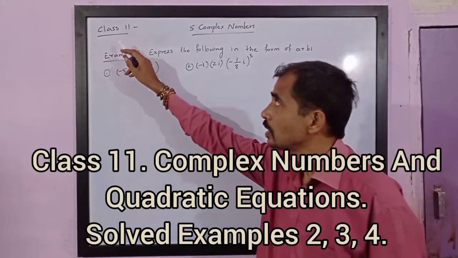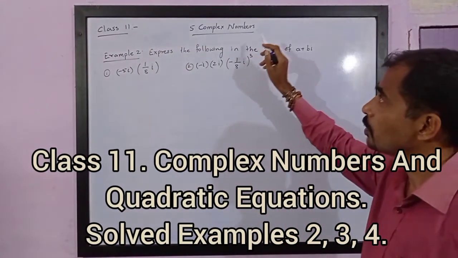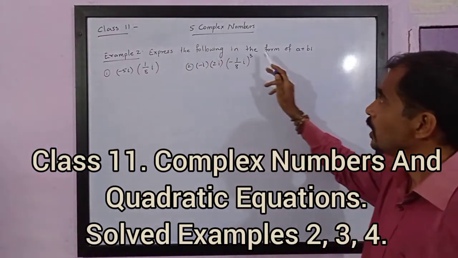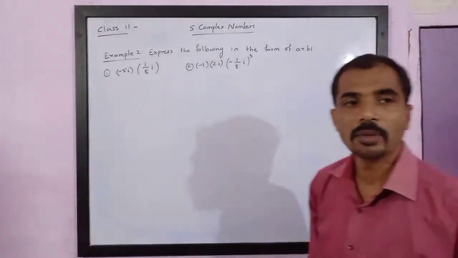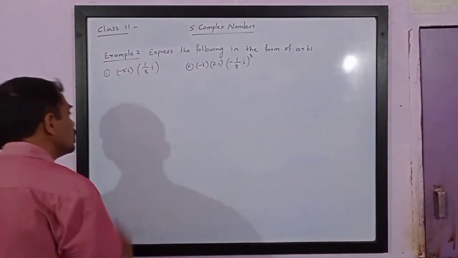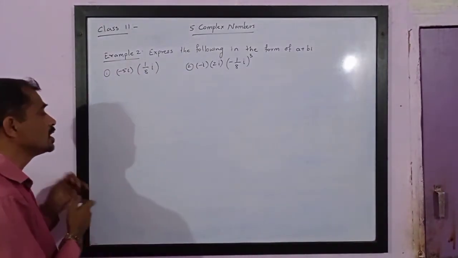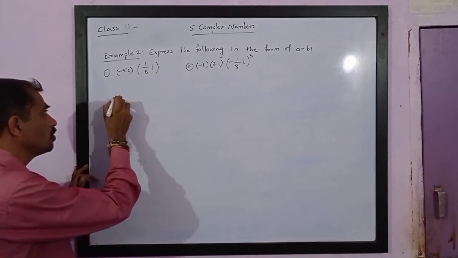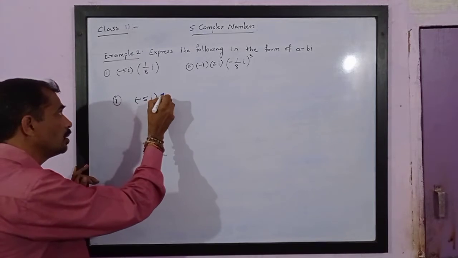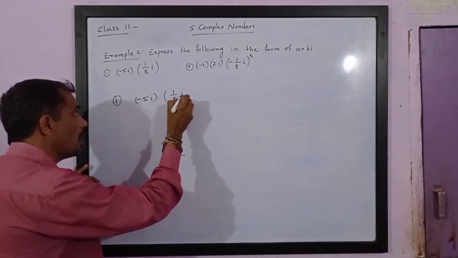Dear friends, in class 11 we are studying the 5th chapter, complex numbers, and in that, the second example is: express the following in the form of a complex number, that is a plus bi. The first question is negative 5i multiplied by 1 upon 8i.